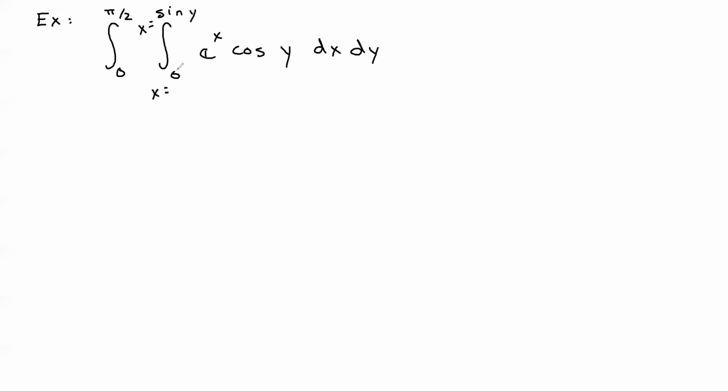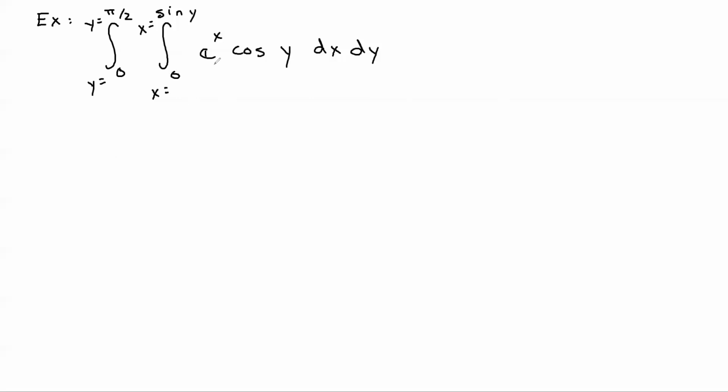So again, same instructions. They just want us to evaluate. All right, so here's the integral that they give us. The order of integration goes dx, then dy. That means that our first set of bounds are x bounds. Then the outer bounds are y bounds.